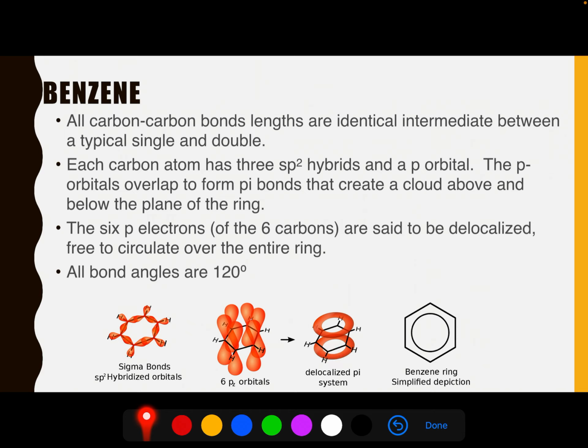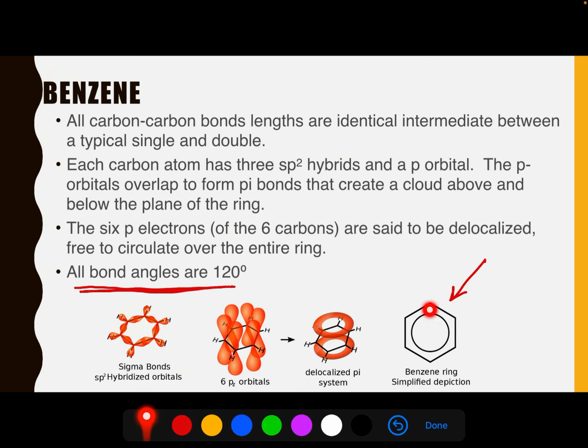Sometimes this will even be described as a delocalized pi system, where these p bonds exist above and below, right? So each carbon atom has three sp2 hybrids and a p orbital. The p orbitals overlap and form those pi bonds that create a cloud above and below the plane of the ring. The six p electrons are said to be delocalized and they're free to circulate, okay? Here's the bottom line. All bond angles are 120. And so that 120 makes a very stabilized structure.